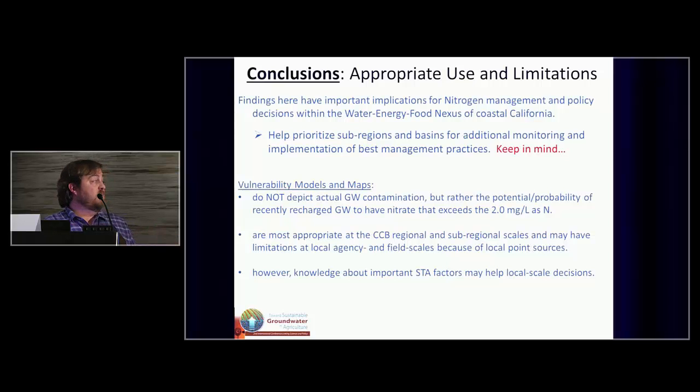The vulnerability models do not show actual groundwater contamination. That's important to realize from a management perspective. These are predictions. The maps I showed here, if you're a local water person and you're squinting to see your local basin, I would caution you just to remember that these are designed for regional and sub-regional analysis. That said, I think understanding the important source, transport, and attenuation factors can help with some local scale decisions. But really the best models are going to be the ones that are built, again, at those local scales.